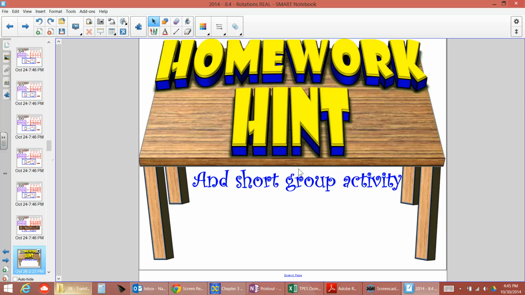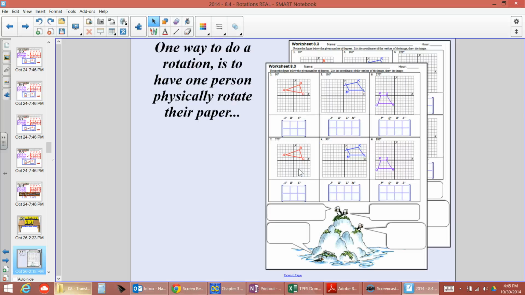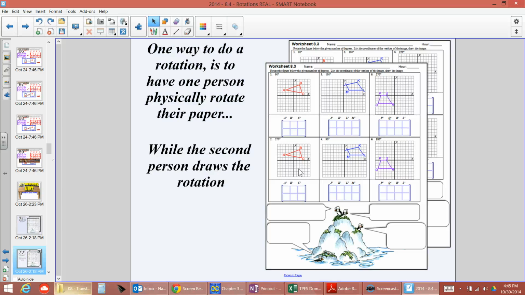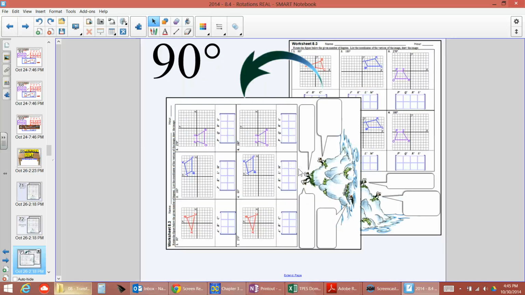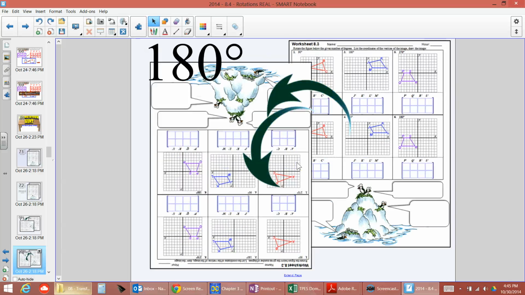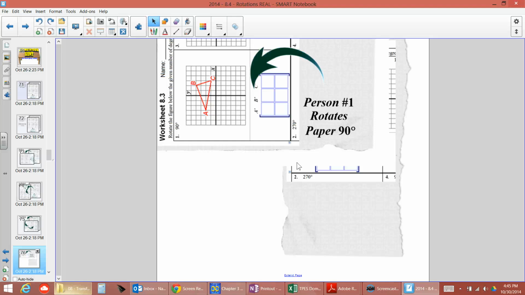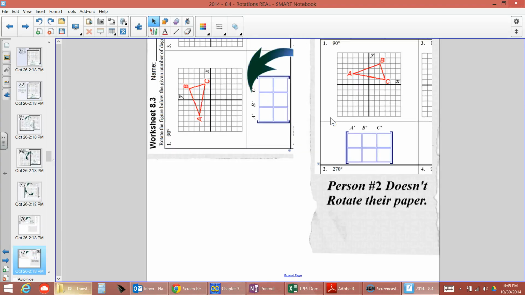So now, if you got into pairs with your partner, I want to show you that you can also physically rotate your paper the right amount of degrees. So the second person will just draw what they see on the rotated page. So here's 90, 180, turn it all the way around, and then 270, turn it all the way around a little more. So person 1 rotates their paper 90 degrees. Person 2 holds their paper like this.